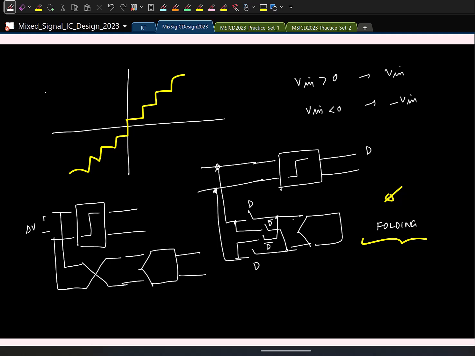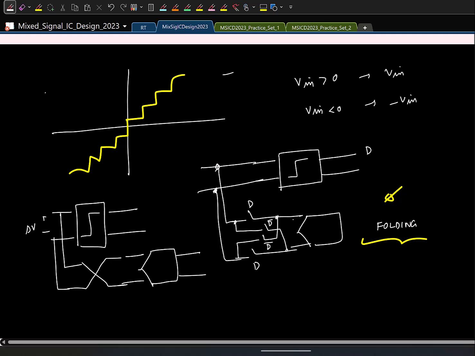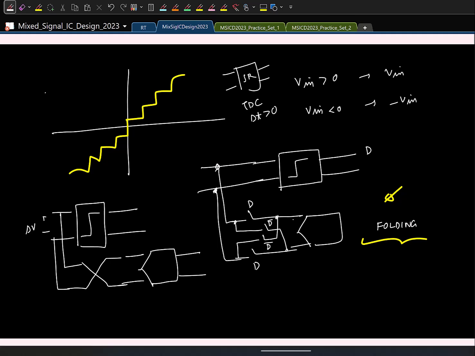And you'll find that the general trend, or the general motivation, is to push most of the processing into time, simply because if I want to do things in the time domain, I just need a bunch of digital blocks. For example, a simple SR latch, as you saw, was a time to digital converter which checks if the differential time is greater than 0 or less than 0. Similarly, any processing in time requires almost purely digital blocks. So the general push is to try to do more processing in time.